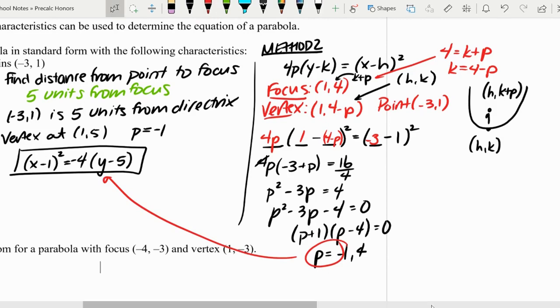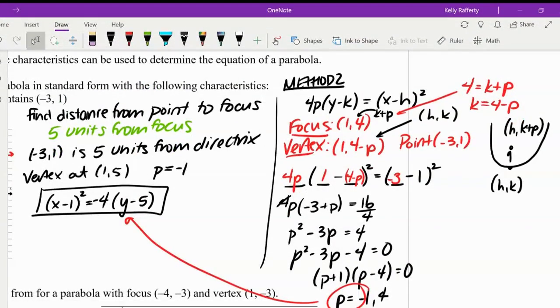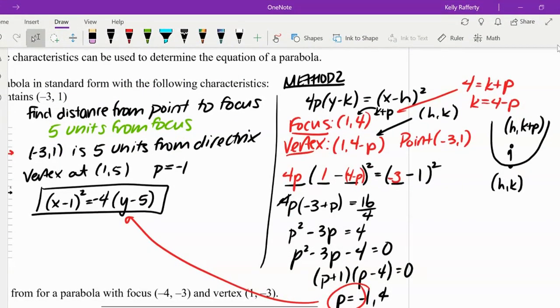All right, guys, so that's an example of one of our problems with parabolas. You guys can try out the other examples and let me know, as always, if you need help.